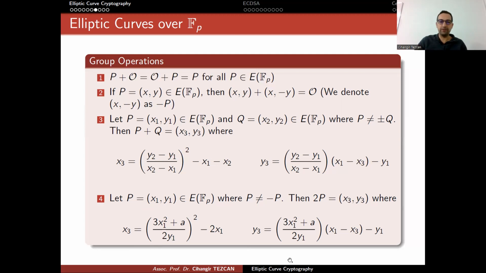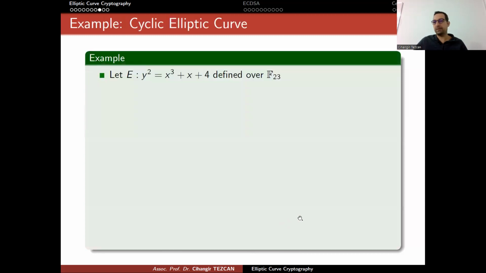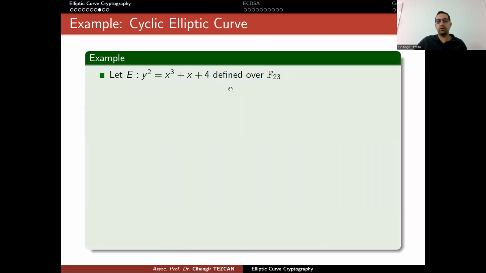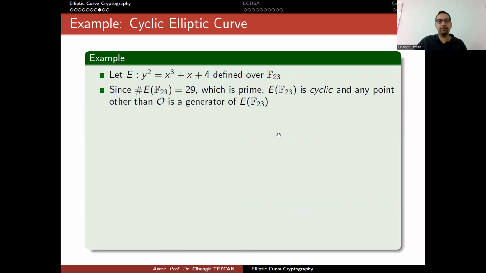All right, now we have the group operations. Now we can move on to the discrete logarithm problem and then talk about how we can use it. To give an example of these group operations, let's go back to our example: this elliptic curve defined over F23.